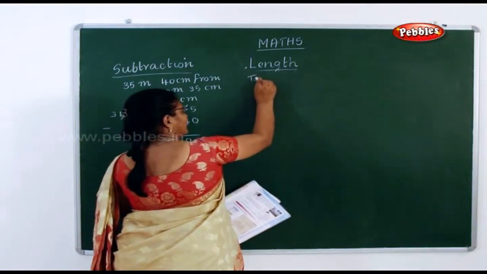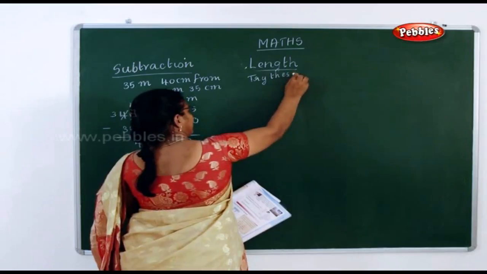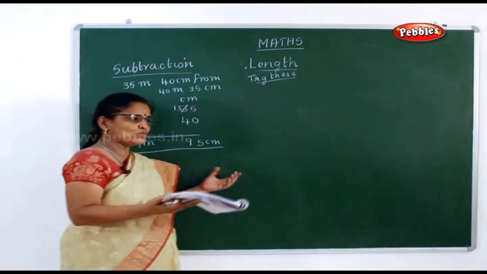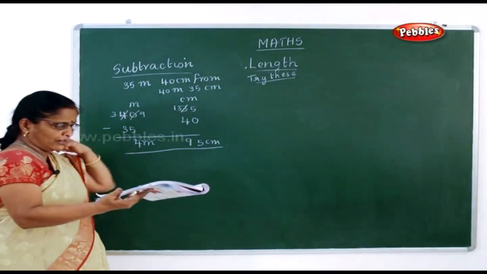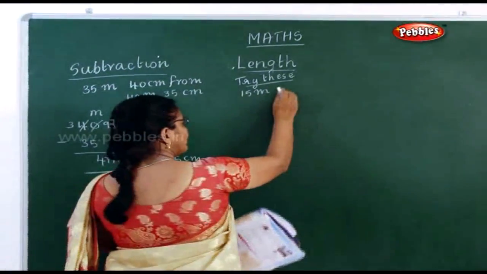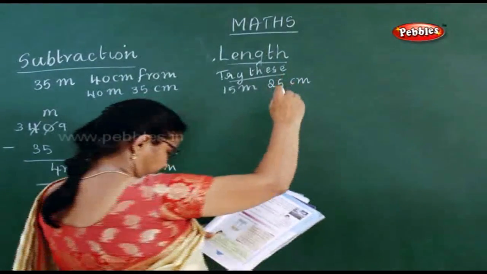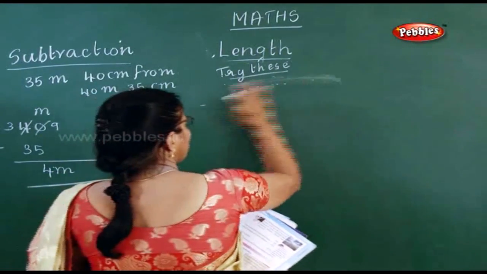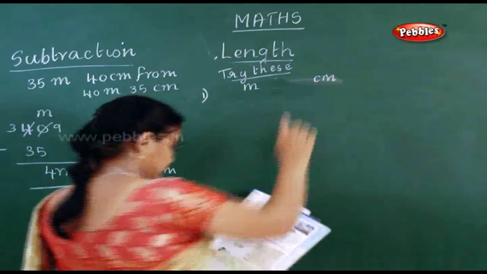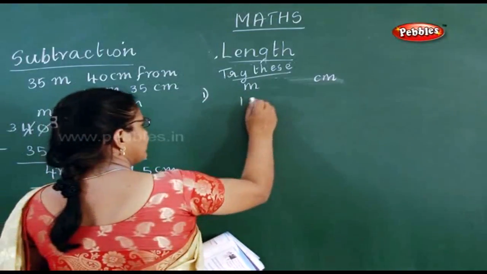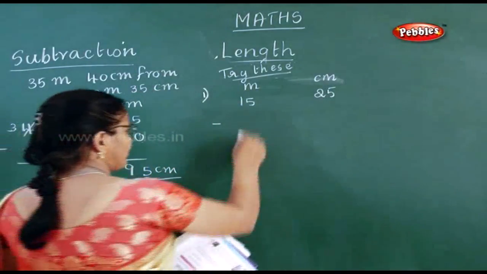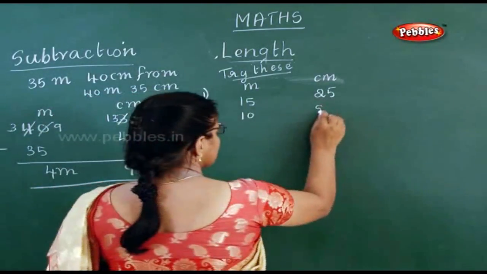So in your book they have given, try this. Actually, same way what I told you in addition, converting centimeter into meter, don't do that, because it will be a little confusing. This way you can go ahead. Try this. Subtract the following. First sum is 15 meter 25 centimeter. Immediately you have to put meter and centimeter, because the sum is meter and centimeter. So 15 meter and 25 centimeter, minus 10 meter 85 centimeter.